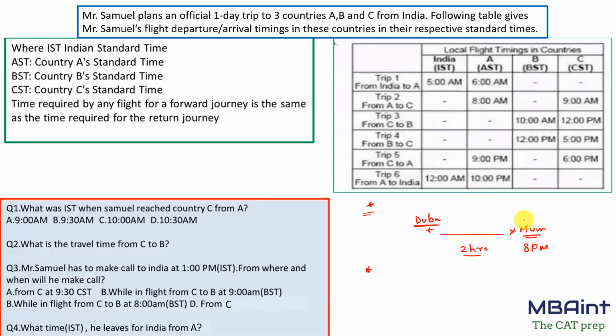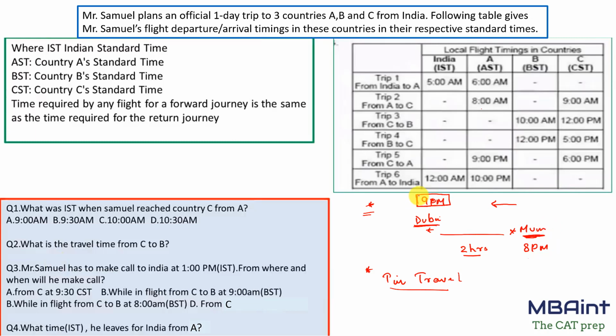Now the other concept is, let's suppose at 8 p.m. in Mumbai, I am leaving for Dubai. So I am moving towards west and I reach Dubai at 9 p.m. Now this 9 p.m. is according to Dubai standard time. So what is my time travel? Time travel is nothing but the amount of time I have spent in air. How can we find this?